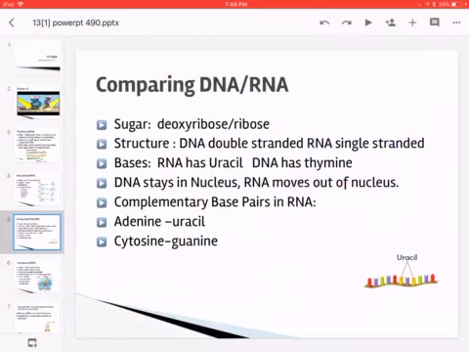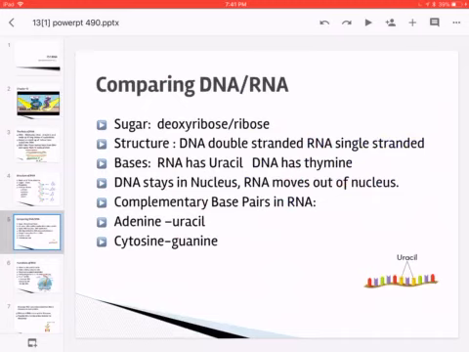The bases: RNA has uracil instead of thymine, so you won't see thymine in RNA at all, and you won't see uracil in DNA. Uracil replaces thymine in RNA.